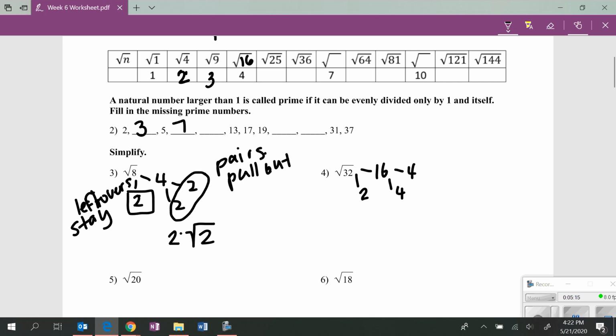Even though these can be further factored, it's just going to give you more work if you do so. So I already have this pair and I can be done with that pair. Pulling out that pair of 4, I've got a leftover of 2 because it has no pair, it's a prime. It's going to stay under that square root.